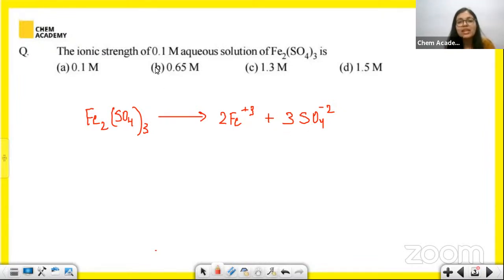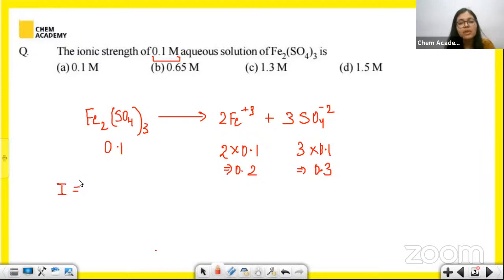Now we have been given the concentration, that is, the solution is 0.1 molar. Therefore, I can write 0.1 over here. But since here the stoichiometry is 2, we multiply the concentration by 2 and get 0.2. And here, because the stoichiometry is 3, we multiply 0.1 by 3 and get 0.3.